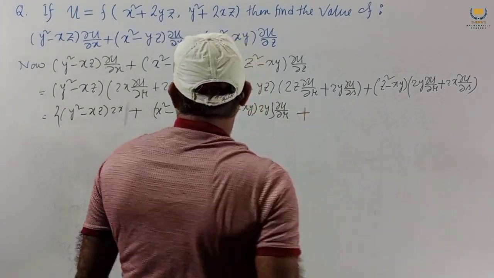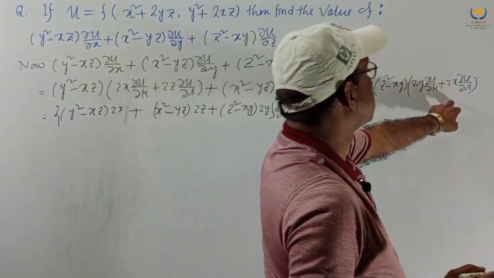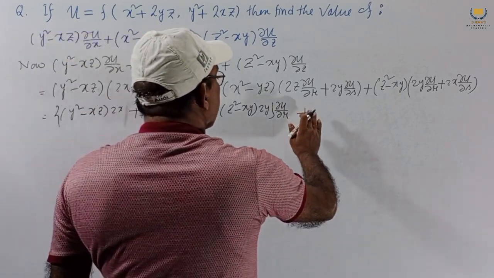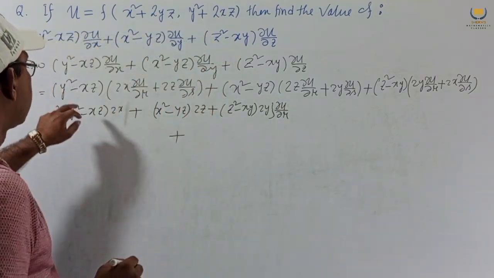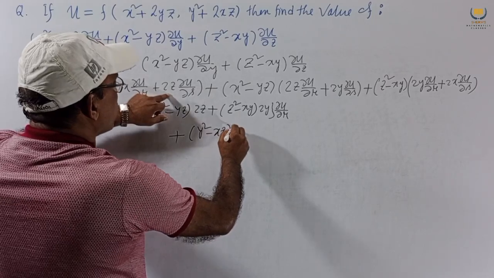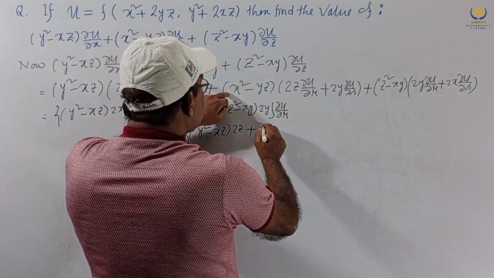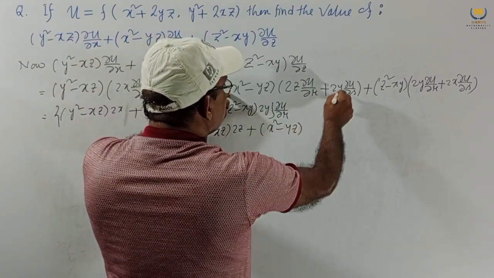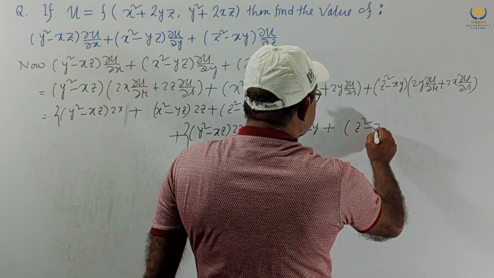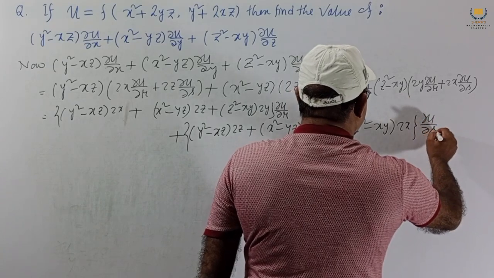And next we consider the second term, this into this, and at that time we get ∂u/∂s common. Then we get, I want to write from here, y square minus xz into twice z plus x square minus yz into twice y. Just taking the second term, then z square minus xy into twice x ∂u/∂s.